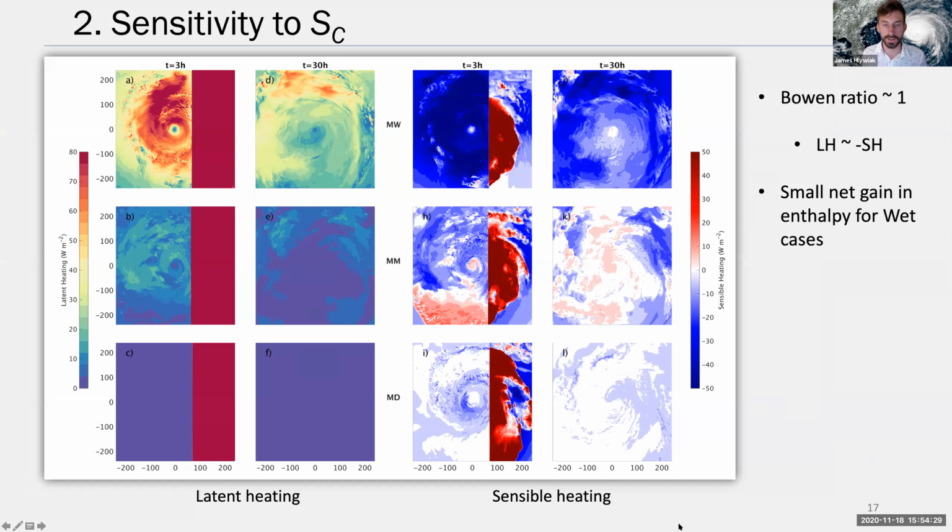So in the dry case, in every case, the domain mean sensible heating is negative. There's a little bit of extra convective activity occurring for the moderate case here, which leads to a little bit of a warmer or a positive sensible heating. But essentially, sensible heating is more negative for larger moisture contents. So I don't remember your exact question.